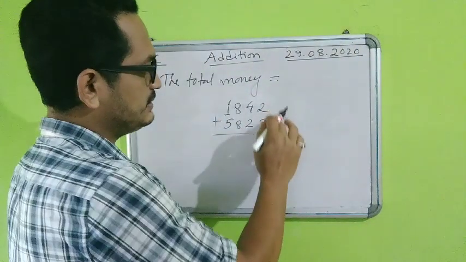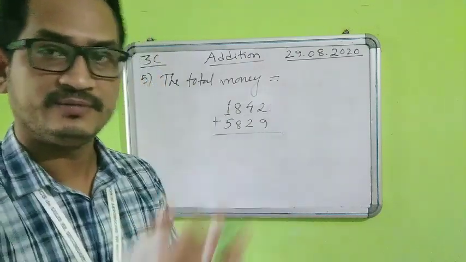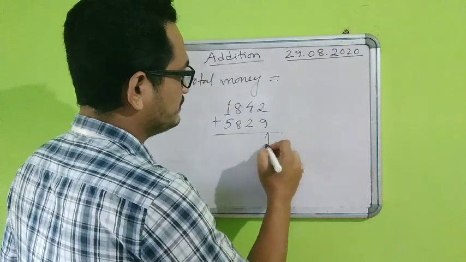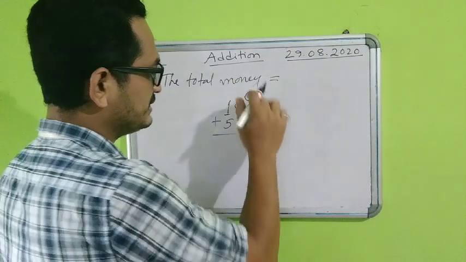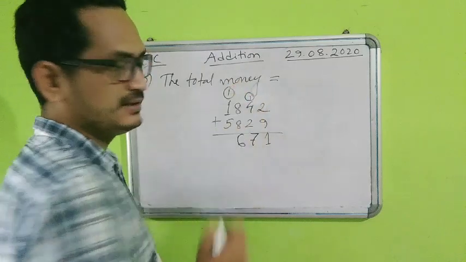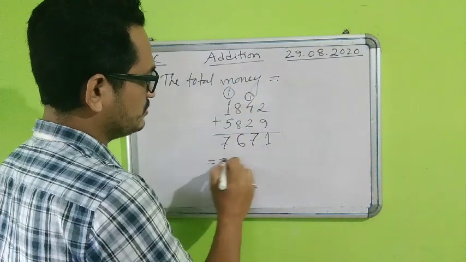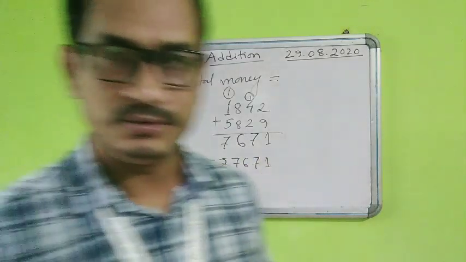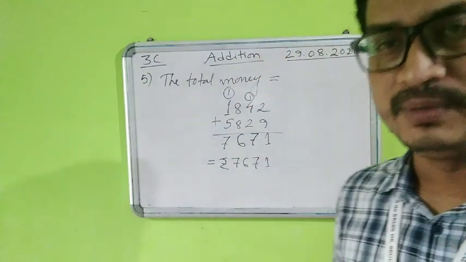Now students, starting from the ones place, 2 plus 9, so we can say 9 plus 2. We always start from the larger one. So 9 plus 2, it will be 10, 11. So it will be 1, and 1 is carried to the tens place. Then 4 plus 2, 6, 6 plus 1, 7. 8 plus 8, it will be 16, so 1 will be carried to the next place. And 5 plus 1, 6, 6 plus 1, 7. So the answer is rupees how much? 7,671. This is the amount they earned together in both the days. So students, please copy down this.